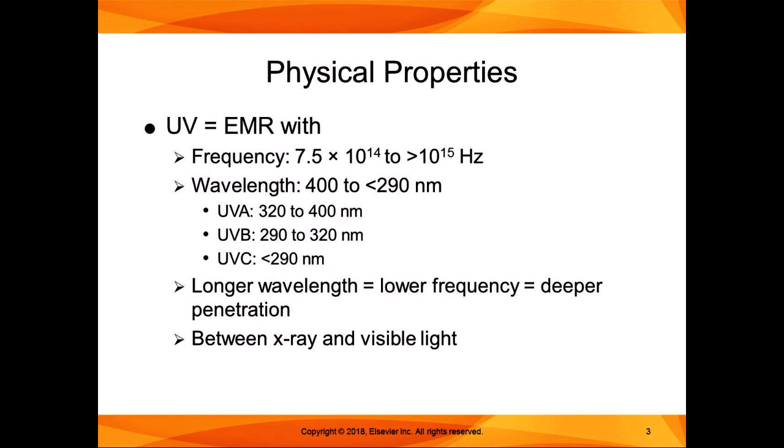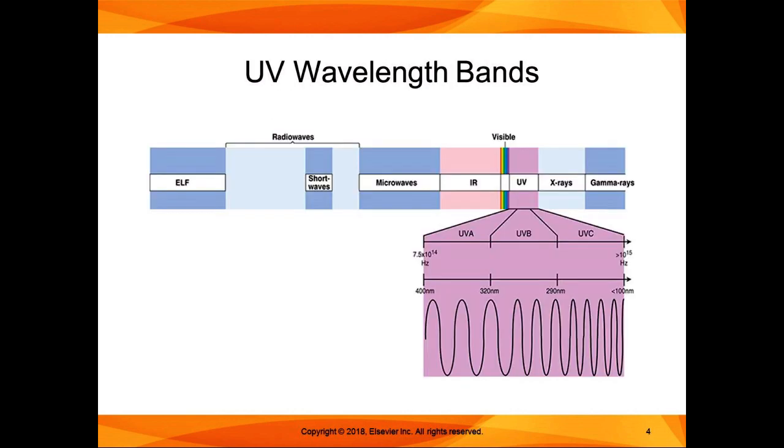So there are three bands, basically, UVA, UVB, and UVC, based on the wavelength. Longer wavelength is lower frequency and deeper penetration. So UV is between X-ray and visible light. So when we look at our spectrum, UVA is the longer wavelength, deeper penetration. UVC is the shorter wavelength, less penetration. And it's between X-rays and visible light on the spectrum.